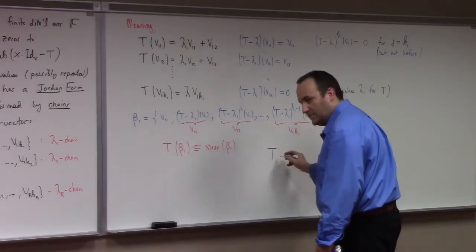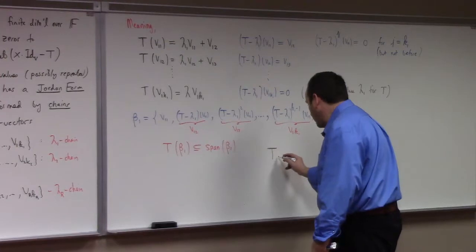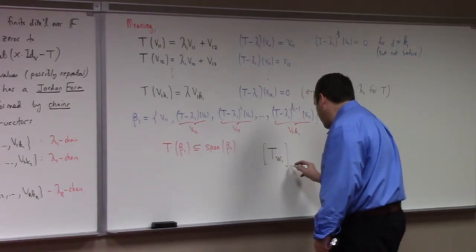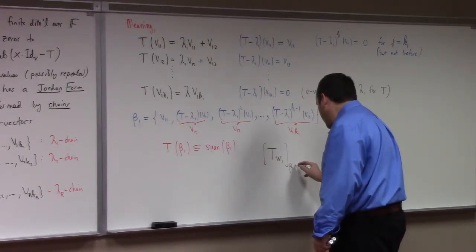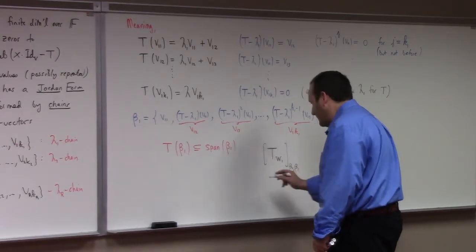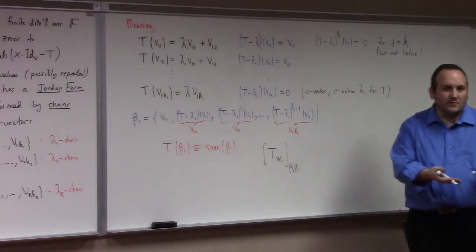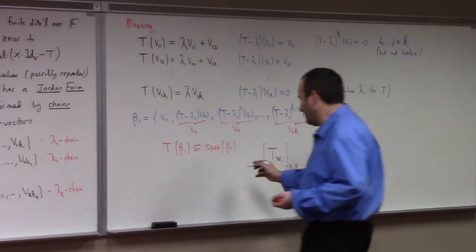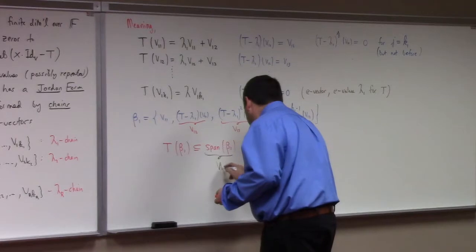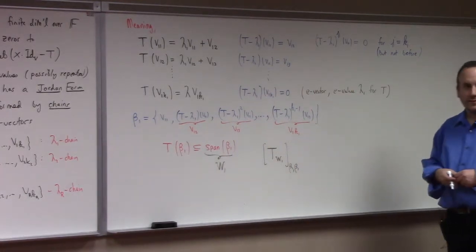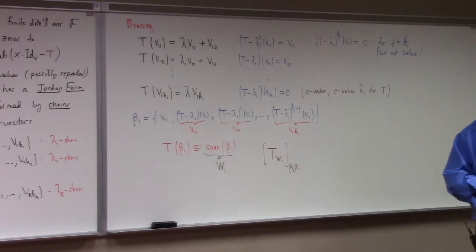So if you'll allow me this notation, if we think about T restricted to W1, it's not exactly the restriction. It's a little bit, because I'm chopping down the codomain too, right? So I'm saying T sub W1, where W1 is equal to the span of beta 1. We call this K1 in linear algebra.